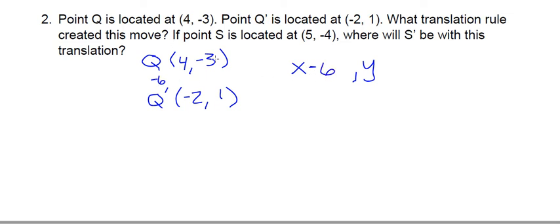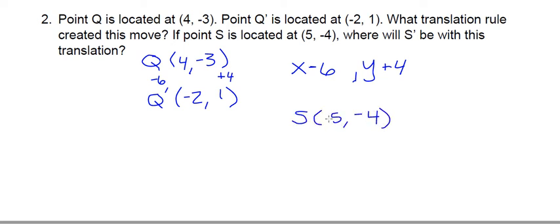Then I'm going to go to my y-coordinate, and I've gone from negative 3 to positive 1, so I've added. While it takes me 3 to get to 0 and then 1 more to get to 1, so I've added 4. So I go to my y-coordinate rule, and that's y plus 4. So what's happened is that this point Q started at 4, negative 3. It moved 6 units to the left and then 4 units up. So now we have point S, and point S is located at 5, negative 4.